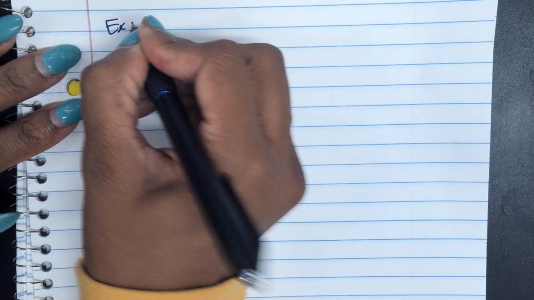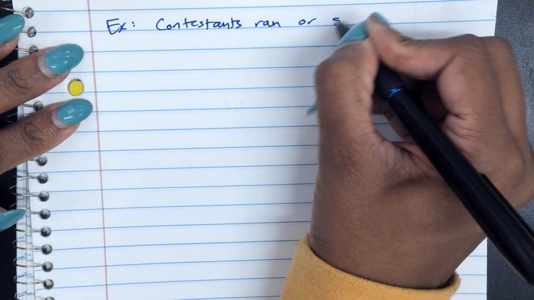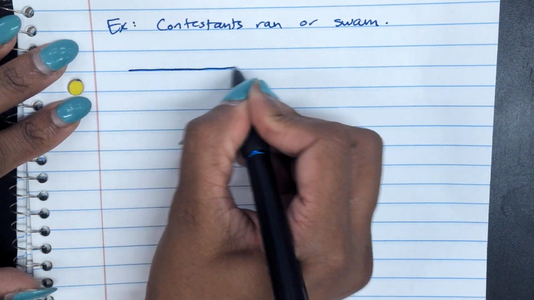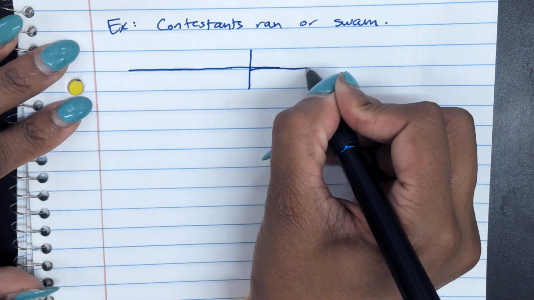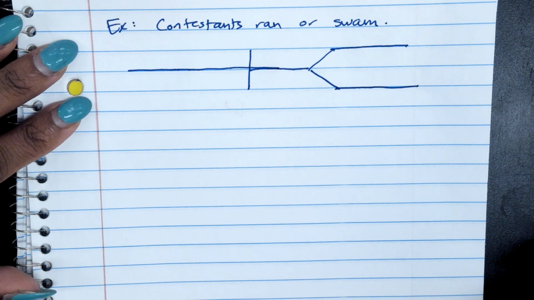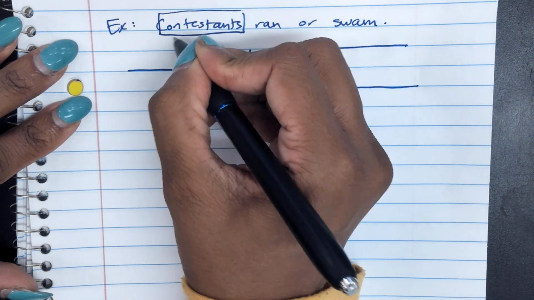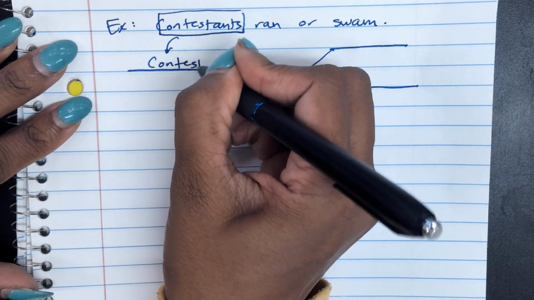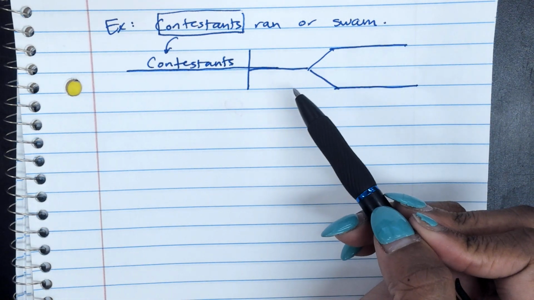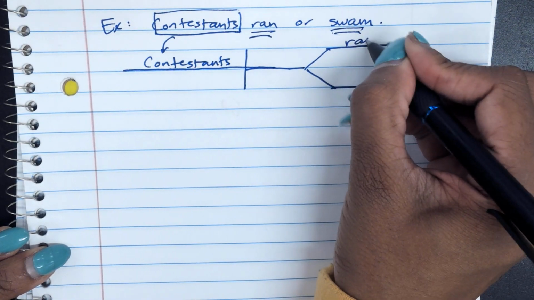Let's do an example. Our sentence is contestants ran or swam. Let's draw our diagram. Let's start with our baseline. Draw the vertical line, and then your horizontal lines that fork off. In this sentence, we have our subject, which is contestants. This goes on the left side of the vertical line. Now we have our 2 verbs. The first is ran, and the second is swam. These need to go on our horizontal lines.